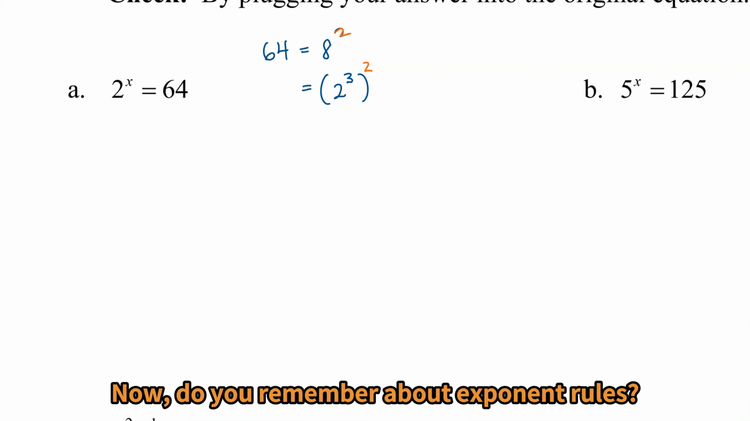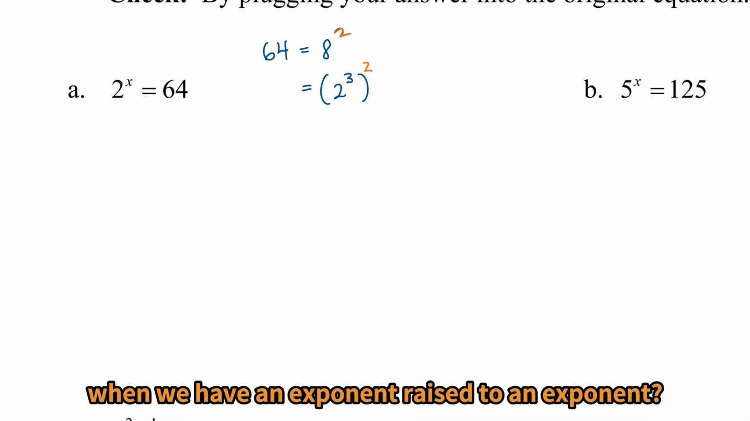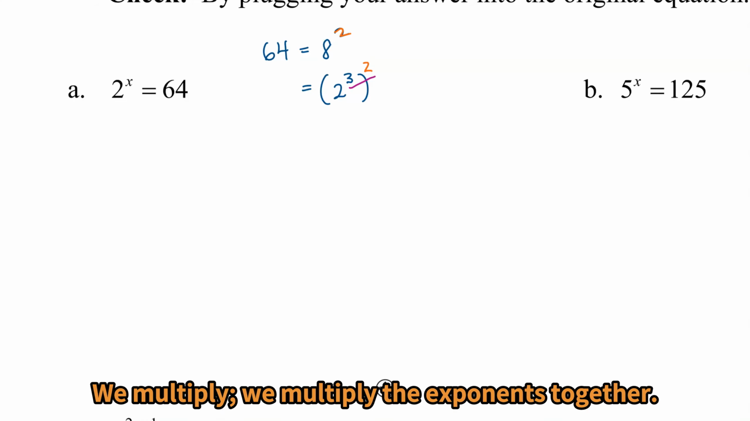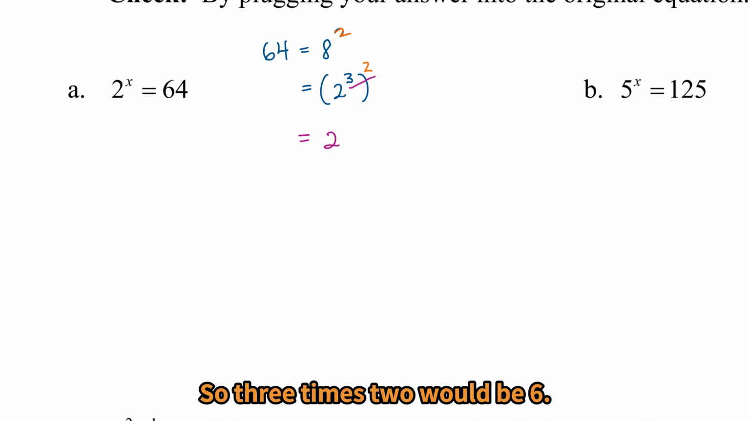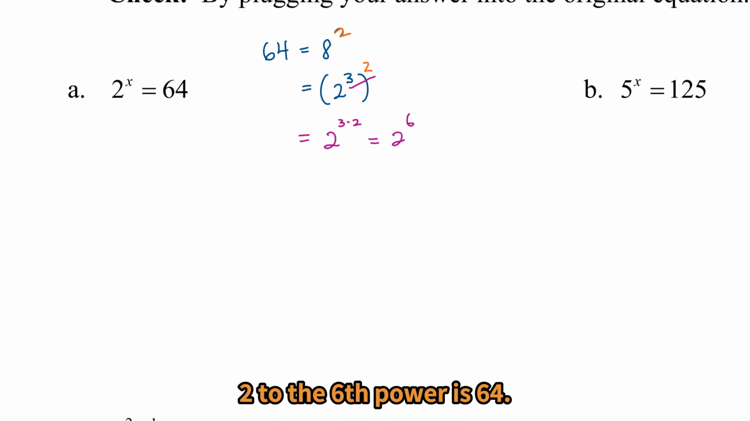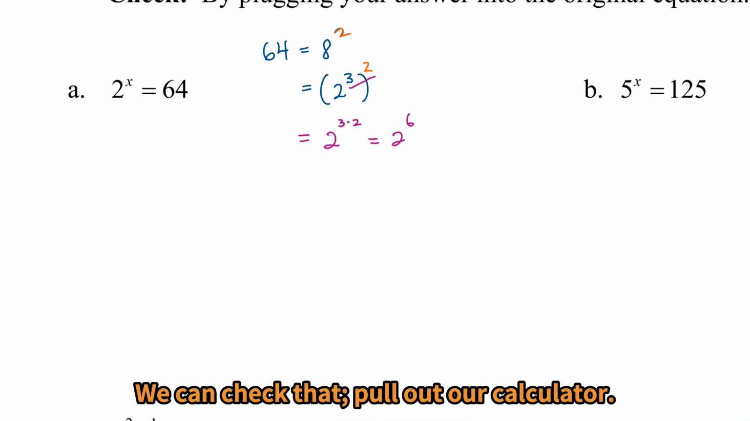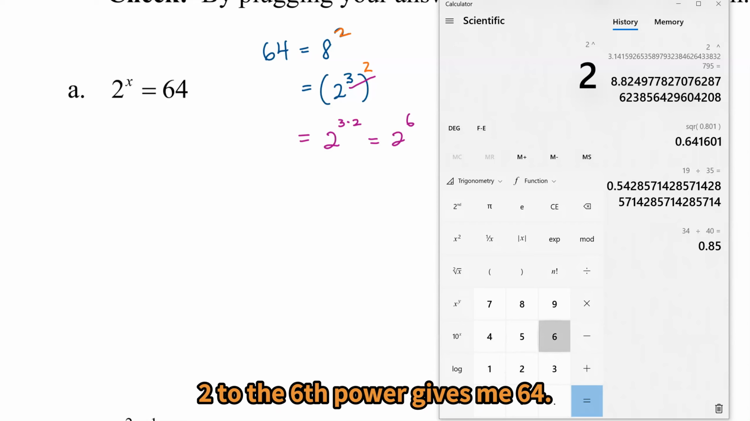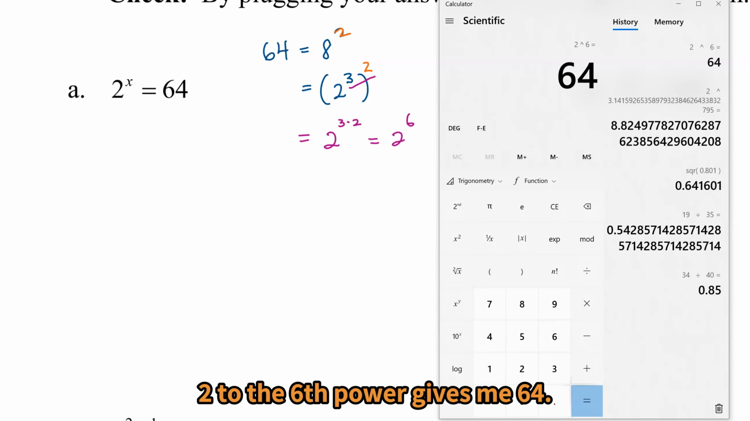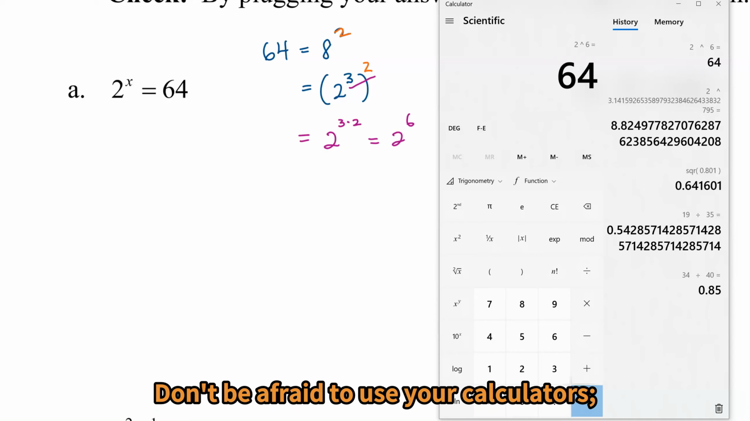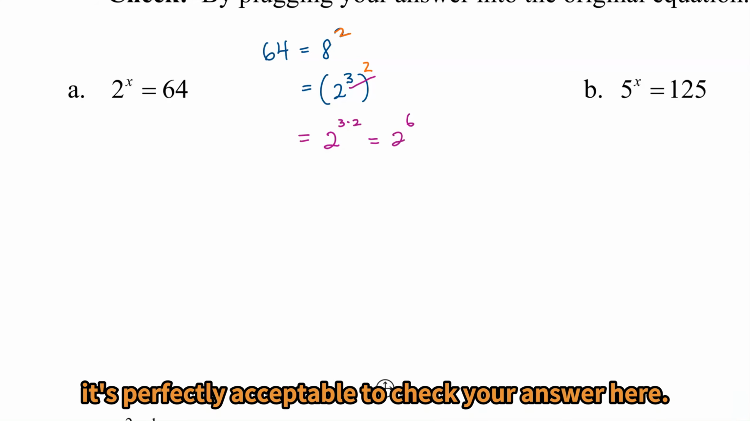Now, do you remember about exponent rules, what we need to do when we have an exponent raised to an exponent? That's right, we multiply. We multiply the exponents together. So 3 times 2 would be 6. 2 to the 6th power is 64. We can check that, pull up our calculator. 2 to the 6th power gives me 64. Don't be afraid to use your calculators. It's perfectly acceptable to check your answer here.